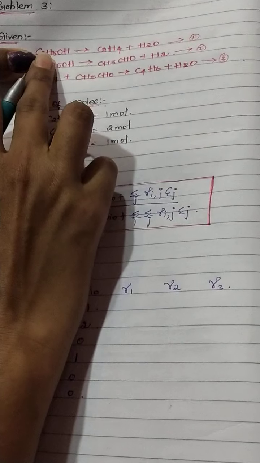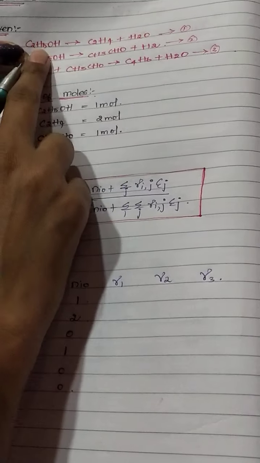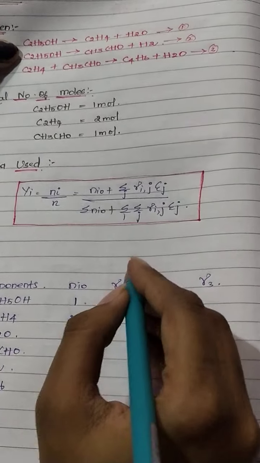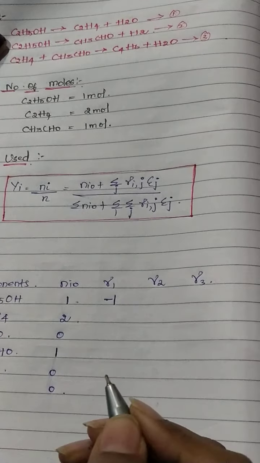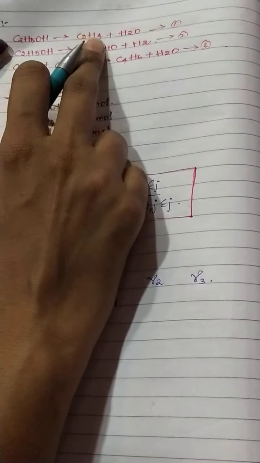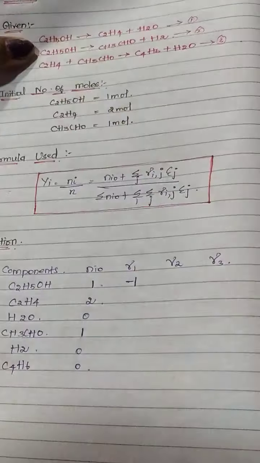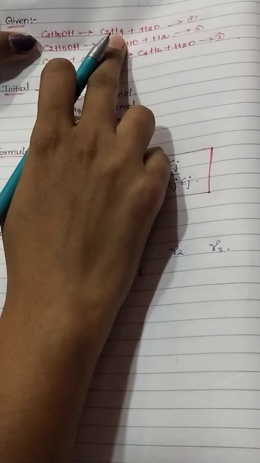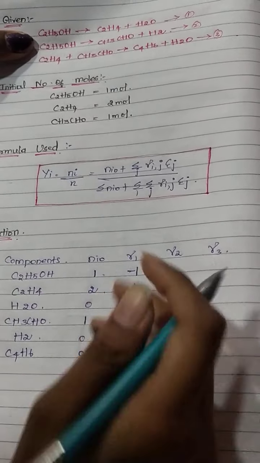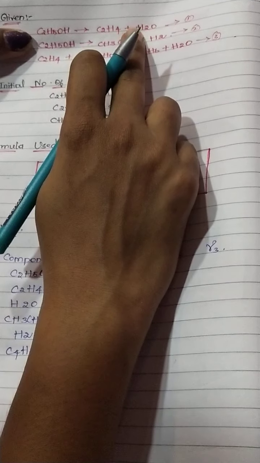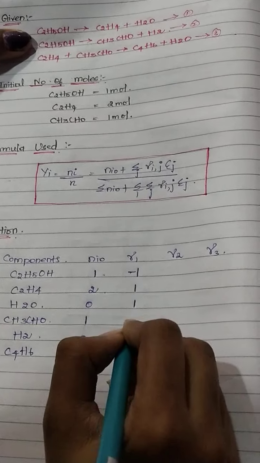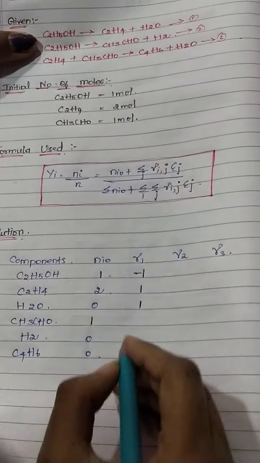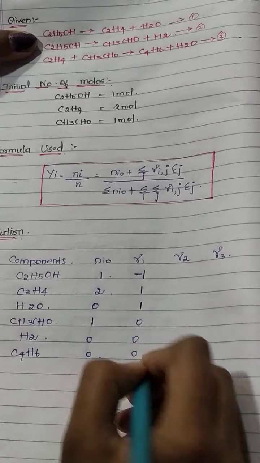So in the first reaction we have only 3 components, that is C2H5OH. It is the reactant and it has 1 mole. So 1 coefficient. So it is -1 since it is a reactant. And the product is C2H4, which is a product, so it will be a positive value. It is +1. And H2O, the coefficient is 1 again. So since it is a product, it is a positive value. So remaining things are not there in this reaction, so you can put 0, 0, 0.